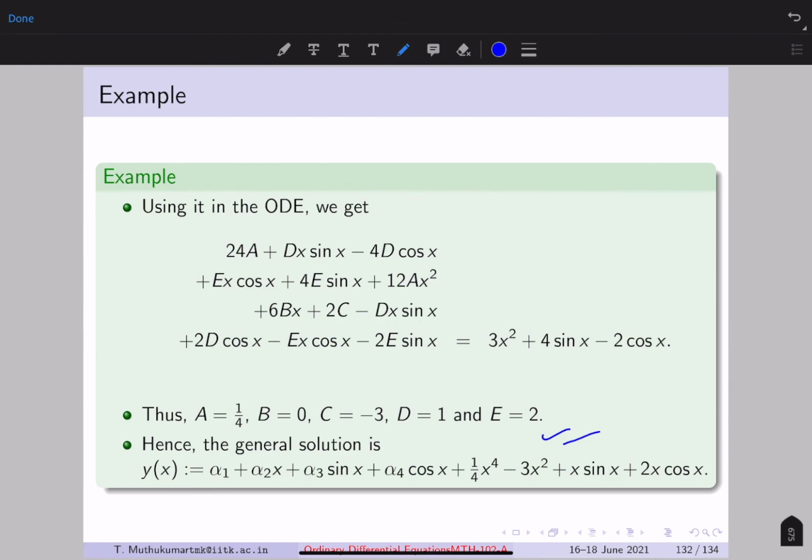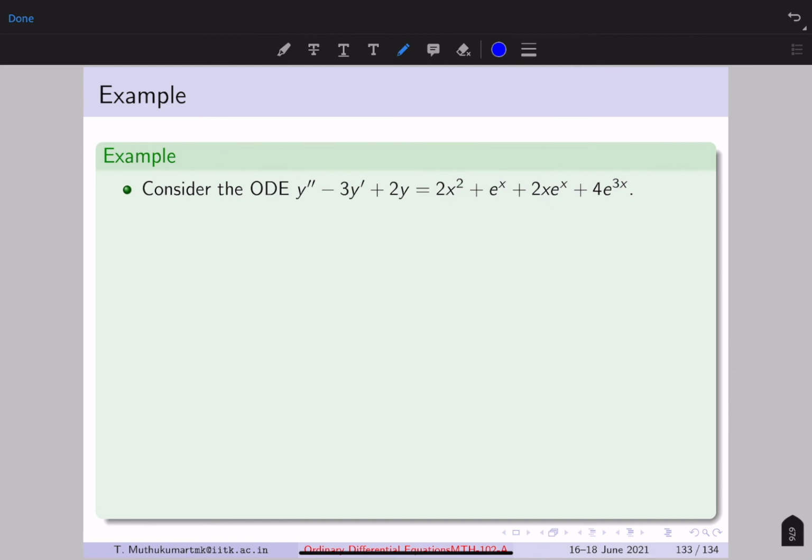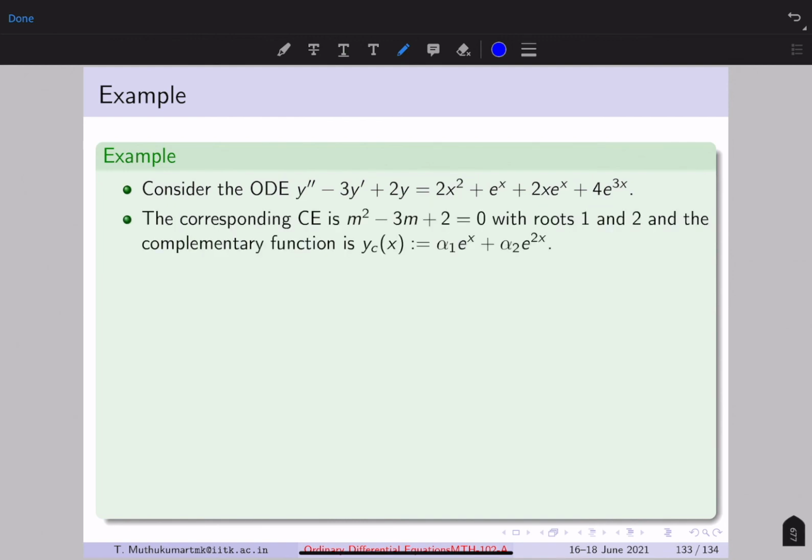Okay, now let's look at another example. This is again a linear combination of x squared, e power x, and e power 3x. Now in this case, if you look at the characteristic equation corresponding to this, you get 2 roots, 1 and 2, which gives you the complementary function, which is a linear combination of e power x and e power 2x.